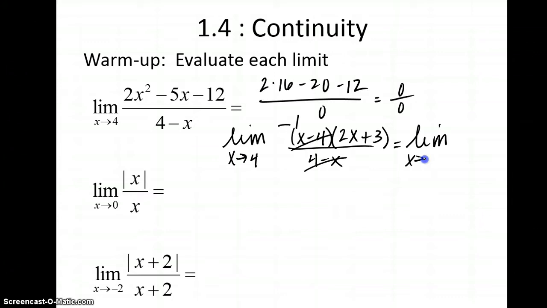So limit as x approaches 4 of negative 1 times 2x plus 3. Now that we've eliminated the 0 over 0, we can do a direct substitution. So the opposite of 2 times 4 is 8 plus 3. So our answer here would be negative 11.